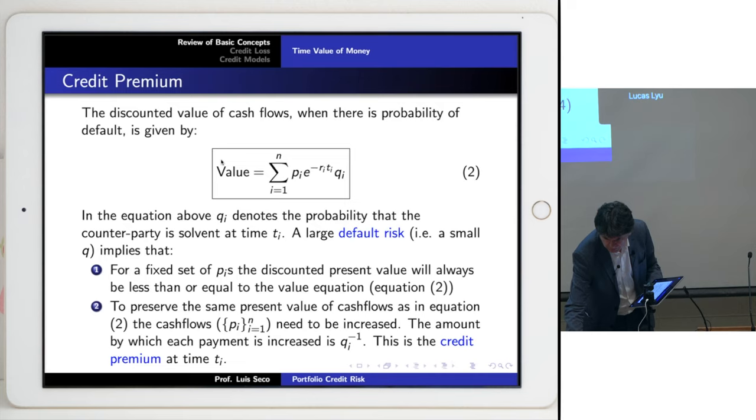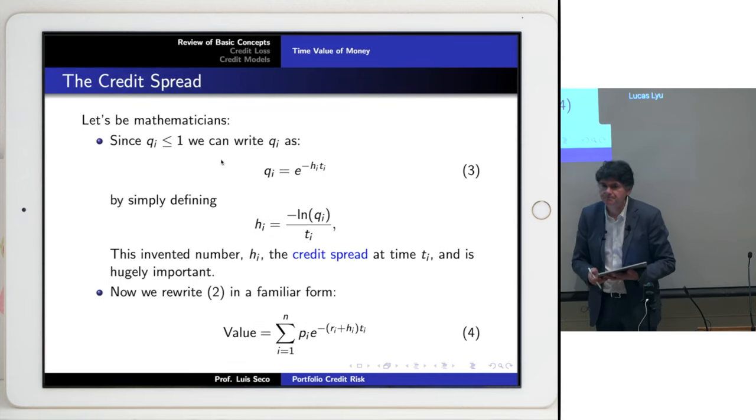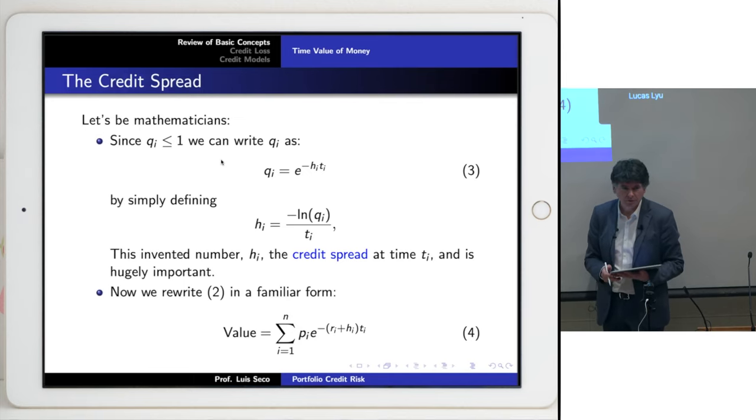Good. But now let me be a mathematician. I don't know what Q is. I don't know the probability of default. Actually, this is the probability of solvency, right? We're going to assume that if you don't pay, then you default. It's not that you don't pay because you don't want to, right? The only opportunity for you to not pay something is if you go bankrupt. It's the only one. Otherwise, you're going to be pursued and you'll have to pay. That's how it works in practice, right? Either you go bankrupt or you pay. There's no other choice.